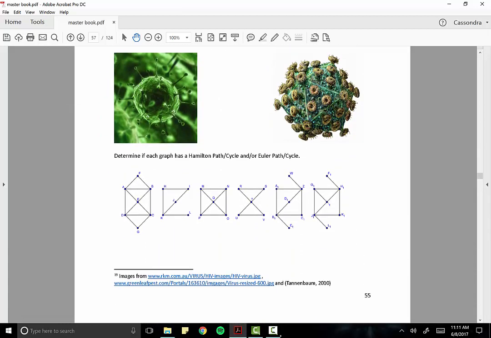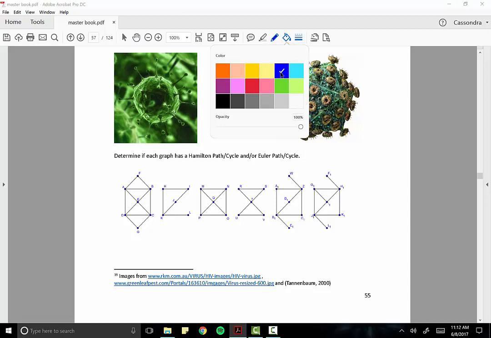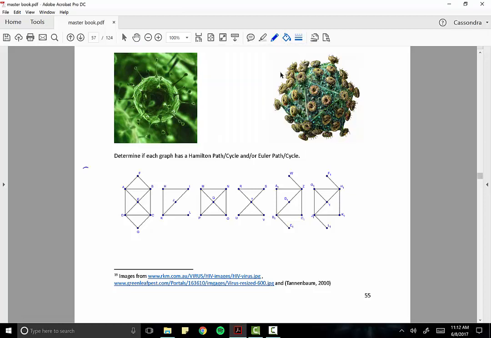So now let's determine if each graph has a Hamilton path or cycle or an Euler path or cycle. Let's start with the Euler paths and cycles. So I'm gonna do that in blue. So in this graph we have 2, 4, 4, 4, 4, 4, 2. So this has an Euler cycle. This guy has 3 and 1. This guy is an Euler path.